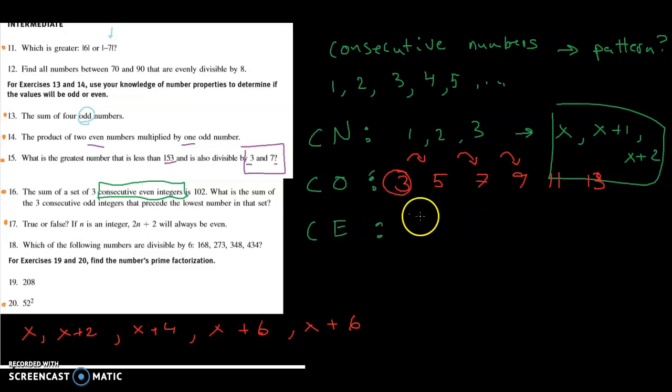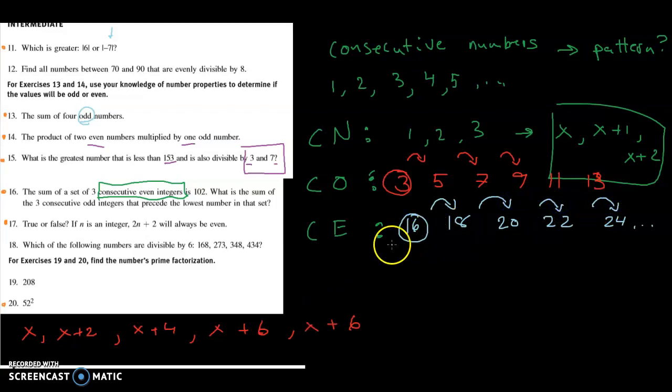Roast me in the comments if this doesn't make sense. But supposing we started with an even number. Say I started with 16. The next one is going to be 18, then 20, then 22, then 24, and so on. It's still the same pattern: given what I started with, the next number is going to be 2 larger, and the next one's 2 larger than that. So if we have consecutive odd or even, whatever we started with, every other term is 2 bigger.